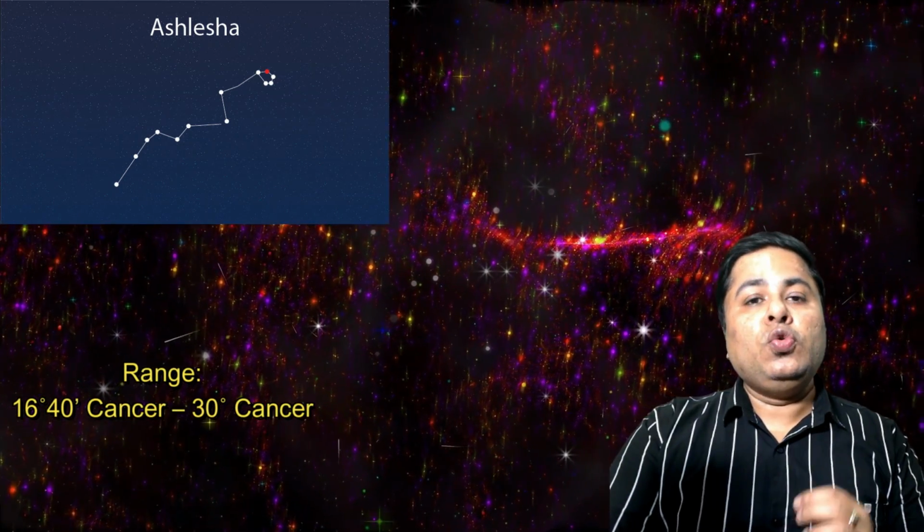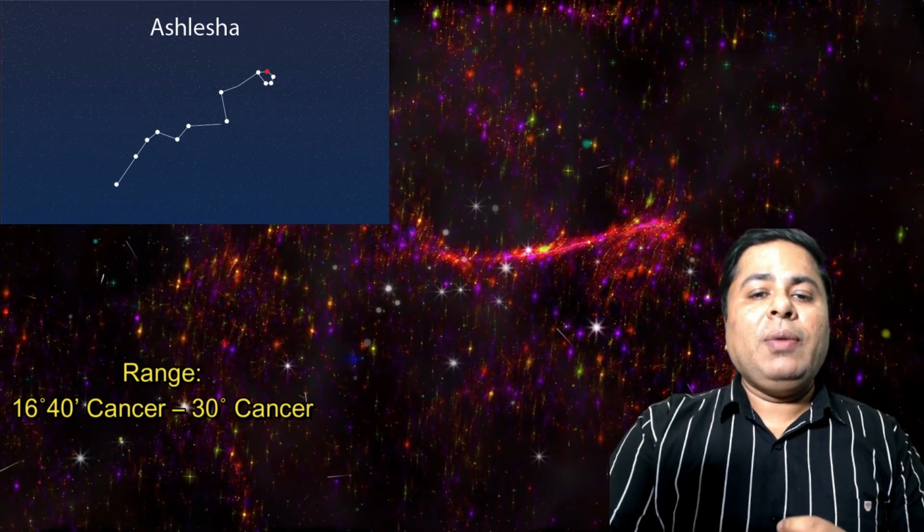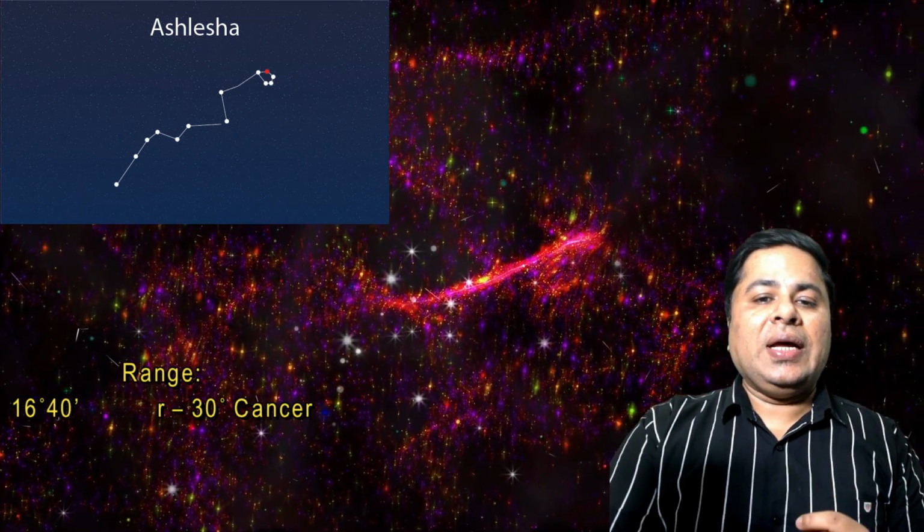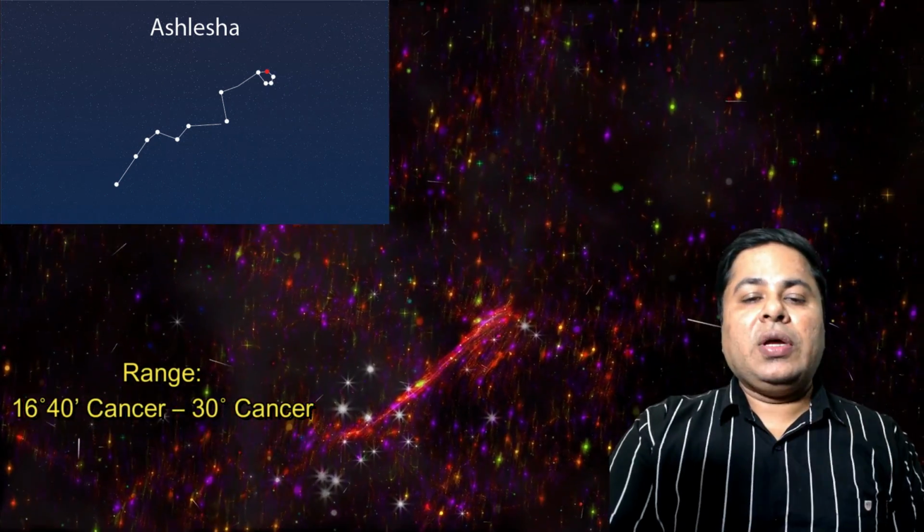Now comes the 9th nakshatra, Ashlesha. It ranges from 16 degrees 40 minutes of Cancer to 30 degrees of Cancer. Ruling planet is Mercury, deity Nagas, the serpent gods. Guna Sattvik, symbol serpent. Now comes the characteristics.